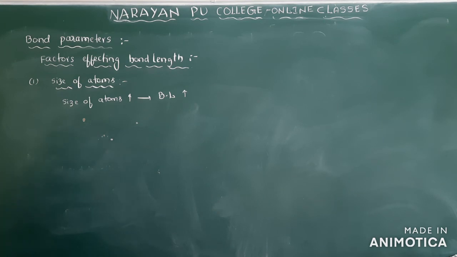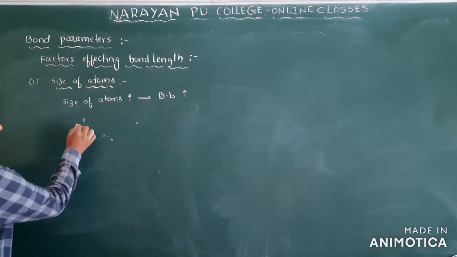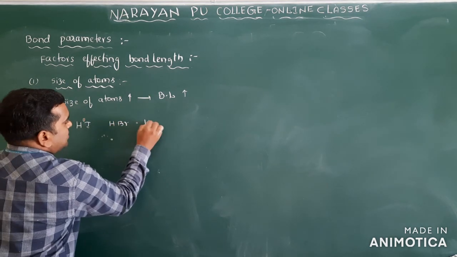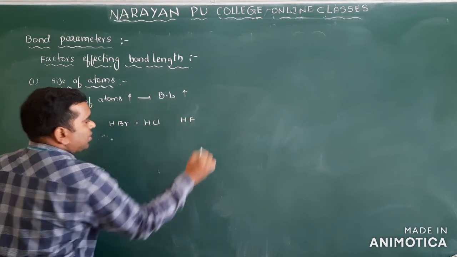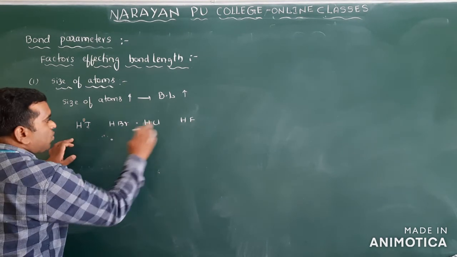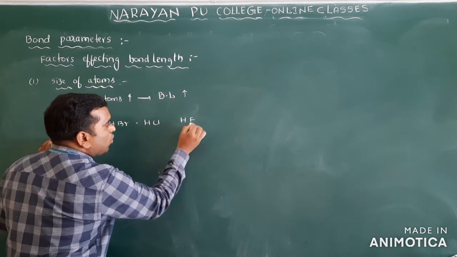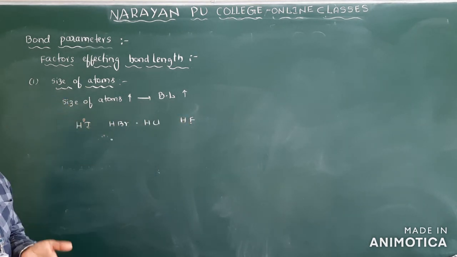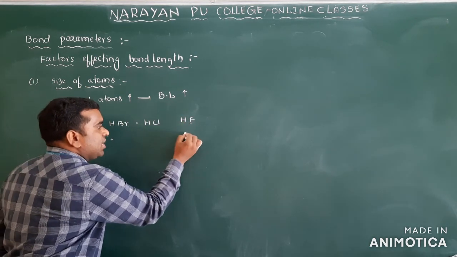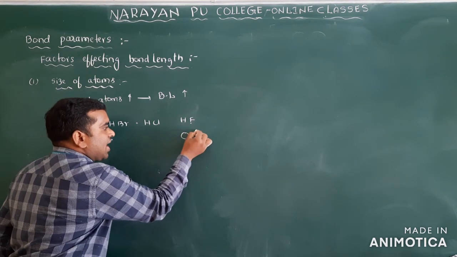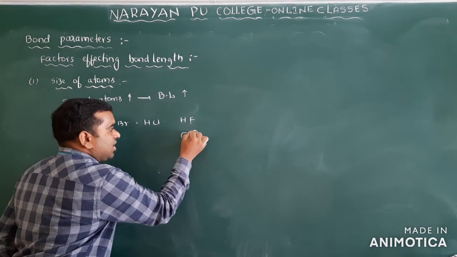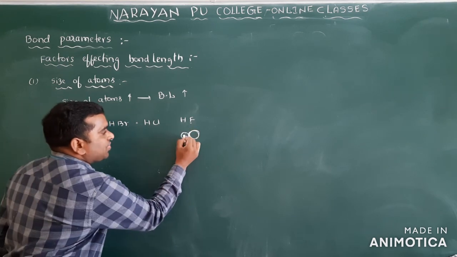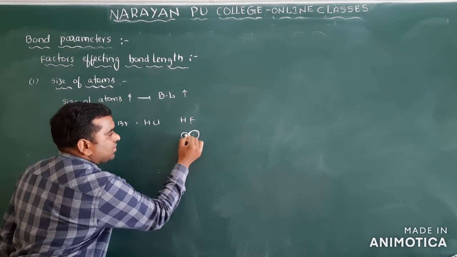Clear? Take one simple example: HI, HBr, HCl and HF. I will write the first one and last one. If I take fluorine, bromine and iodine, moving from fluorine to iodine, size increases. The hydrogen size is the same, and fluorine is slightly larger than hydrogen. So this is the bond length.